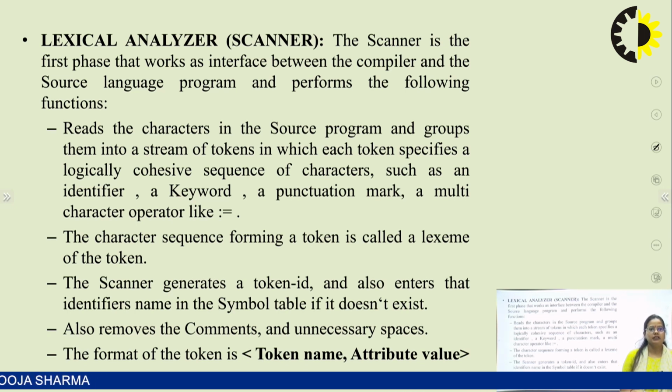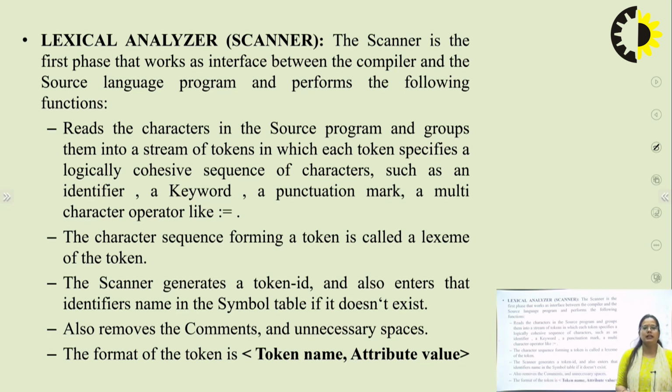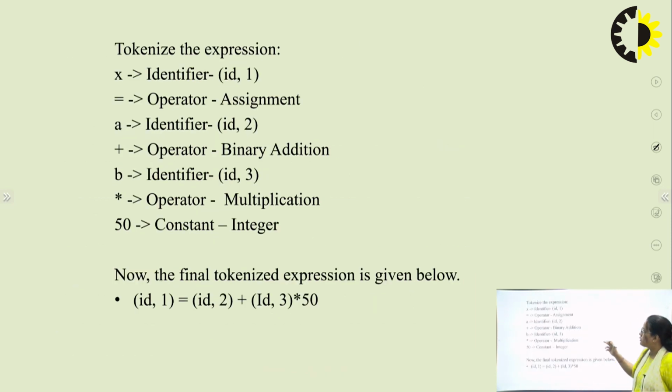Next, the character sequence forming a token is called a lexeme of the token. The scanner generates a token ID and also enters the identifier name into the symbol table if it doesn't exist. It also removes the comments and unnecessary spaces, that is white spaces and so on. The format of the token is token name, attribute value. So token name comma attribute value. Tokens are represented in this format. So this is the example of tokens.